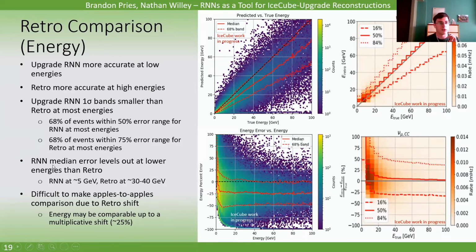Another thing we noticed is that the RNN's median error levels out at a lower energy than retro does. So for the RNN, it's about 5 GeV, whereas for retro, it's about 30 or 40 GeV. Again, it is difficult to make an apples to apples comparison due to the fact that retro's results are shifted. However, you can imagine that if we shifted this up additively by 25%, and then we shifted this up additively by 25%, which would be like tilting the graph by increasing everything by 25%, they might actually be pretty comparable.